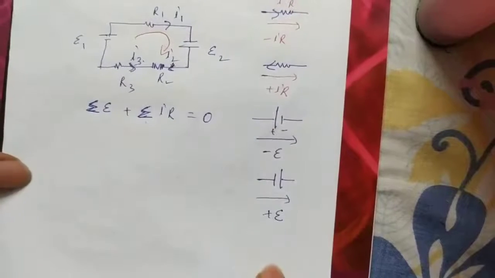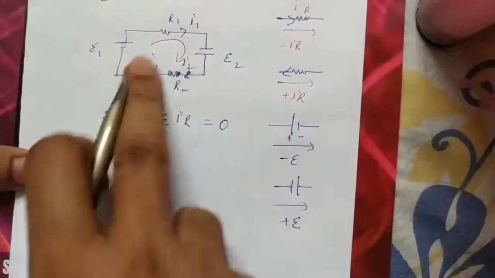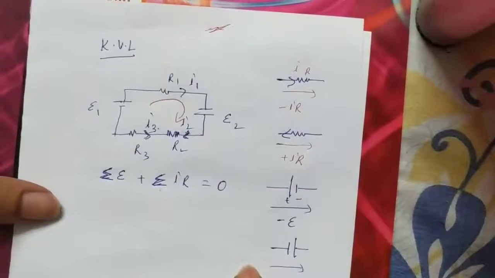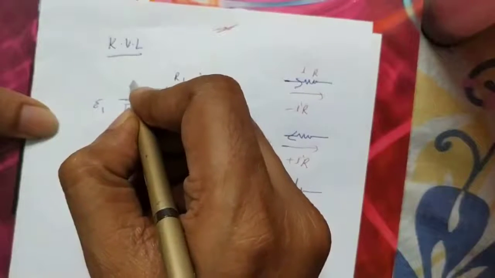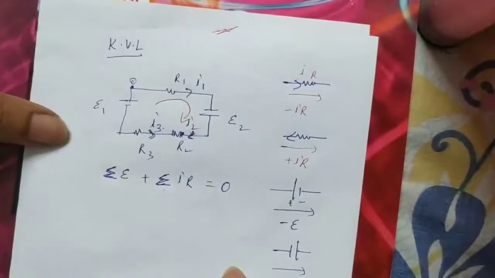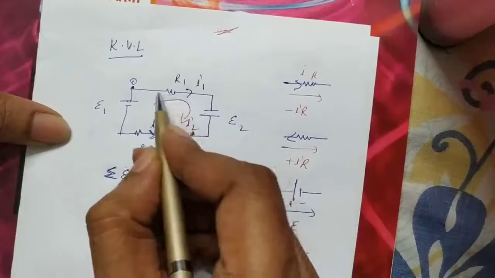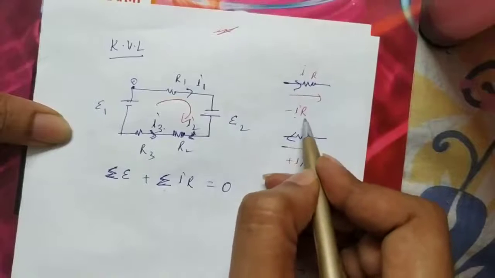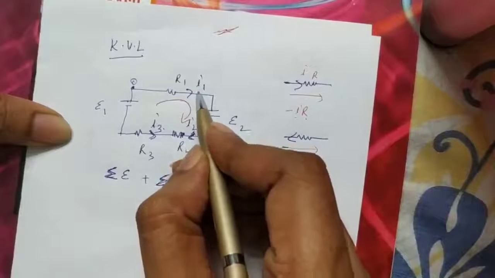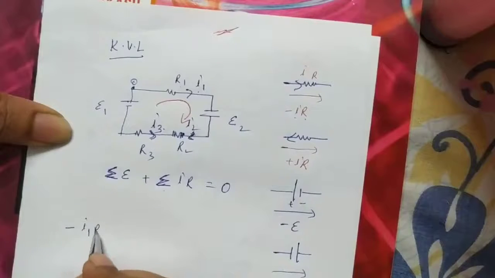Now using these sign conventions, we'll see how to apply Kirchhoff's voltage law to this circuit. First, you can start at any particular point. Suppose you start here at a particular point O. Then when you are moving like this, and current also flows in the same direction, when both are in the same direction, you have to take minus IR. Here the current is I1 and the resistance is R1, so you have to take minus I1 R1.